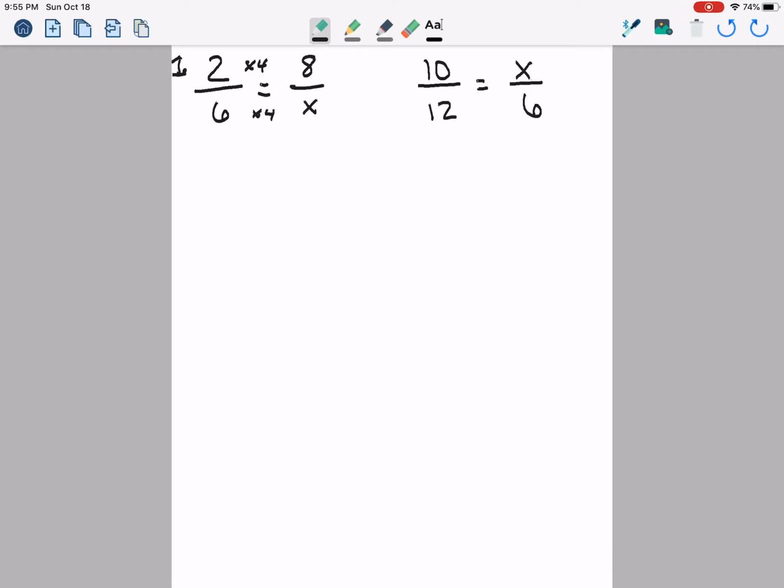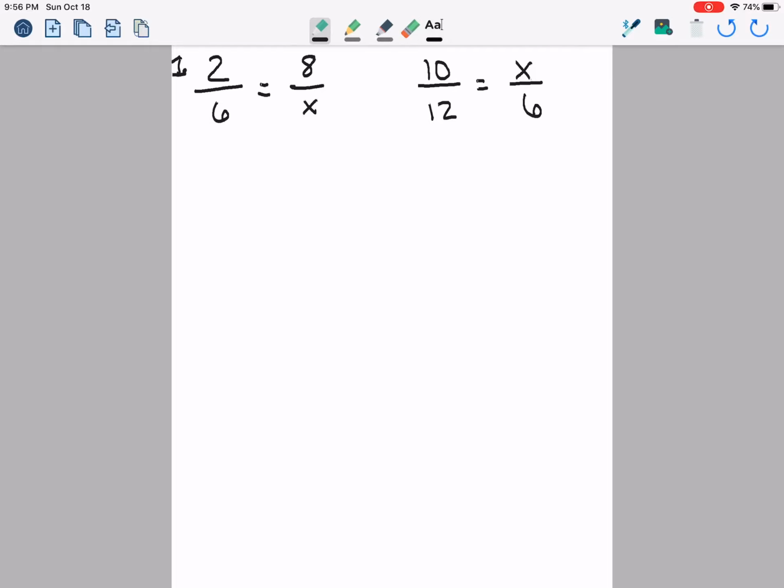I always like to think of it as kind of like finding an equivalent fraction. Whatever you do on top, you have to do on the bottom. So 6 times 4 is 24. So x equals 24. Now, let me show this by doing cross multiplying. So I'm going to erase this.